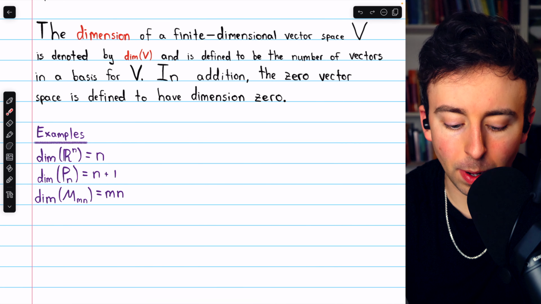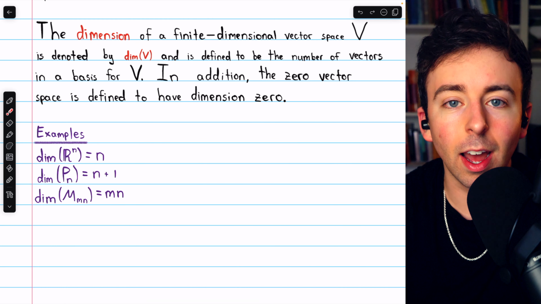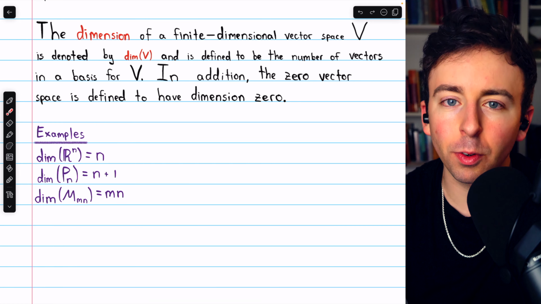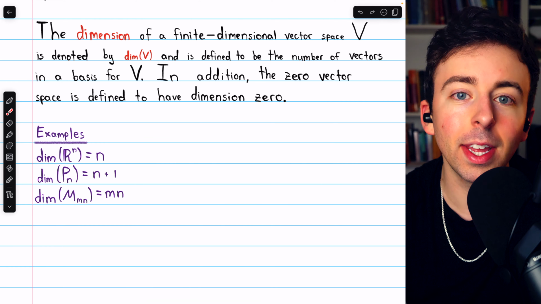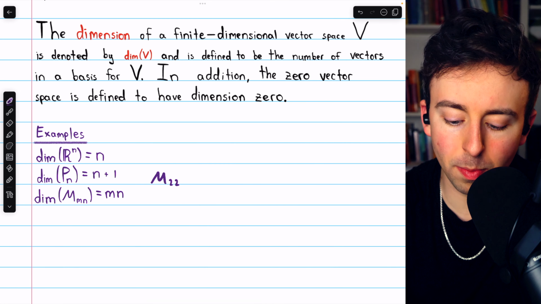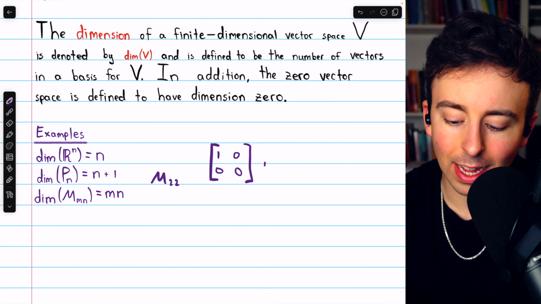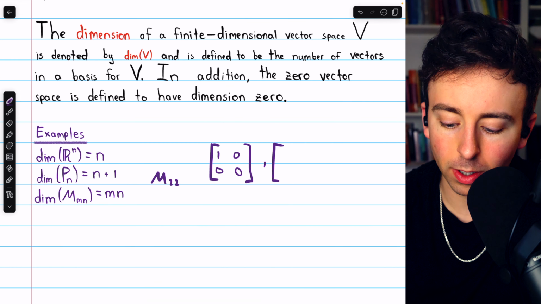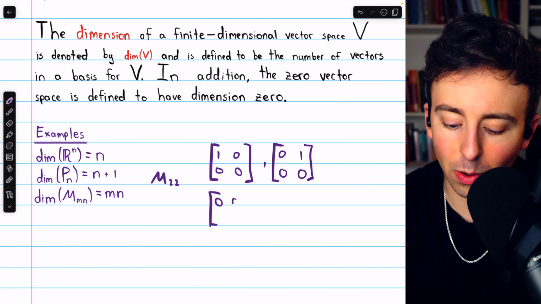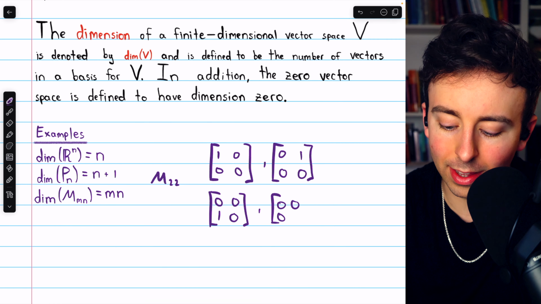The dimension of the vector space of m by n matrices is m times n, because there are m times n entries in an m by n matrix, and we need a matrix for every one of those entries, where the entry is 1 and the others are 0. For example, the standard basis vectors for the vector space of 2 by 2 matrices has this vector, which is of course a matrix with a 1 in the top left. It has this vector, where the matrix has a 1 in the top right. It has this vector, where the matrix has a 1 in the lower left, and it has this vector, where the matrix has a 1 in the lower right.